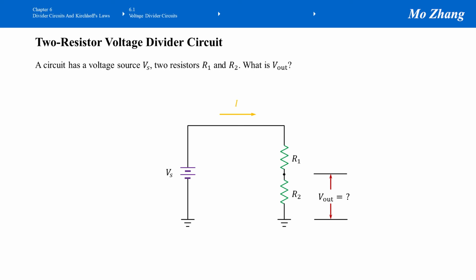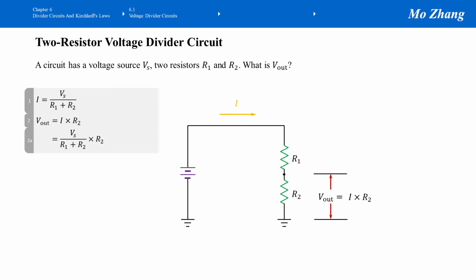To find the output voltage, which is the voltage across R2, we can simply use Ohm's law. So V out, or V2, equals the current I times R2. Current I is the total voltage, which is Vs, the source voltage, divided by the total resistance of the circuit, that is R1 plus R2. So we replace I by Vs over R1 plus R2, and then multiply by R2.